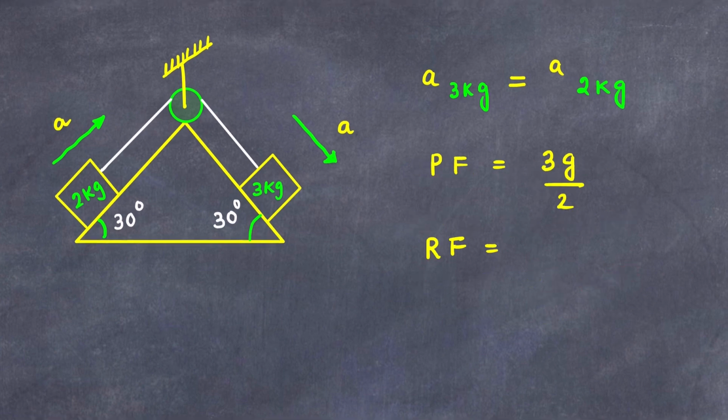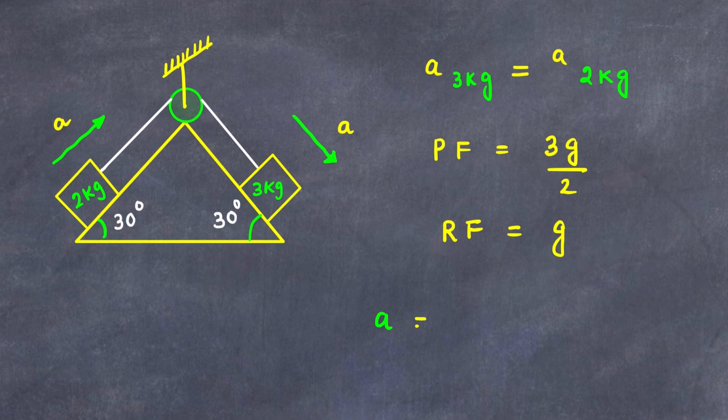So the net pulling force will be 3g by 2, and the resisting force will be provided by the block which is actually going towards the pulley. See over here this is the pulley and the 2 kg block is actually going towards the pulley with an acceleration of a. So the resisting force will be provided by this 2 kg block, and what will be the value of this resisting force? mg sine theta, right? So this 2 kg block will provide us the resisting force 2g sine 30 degree. Why 30 degree? Because this angle is 30 degree, right? So the resisting force will be g. So for this system the pulling force is 3g by 2 and the resisting force is g.